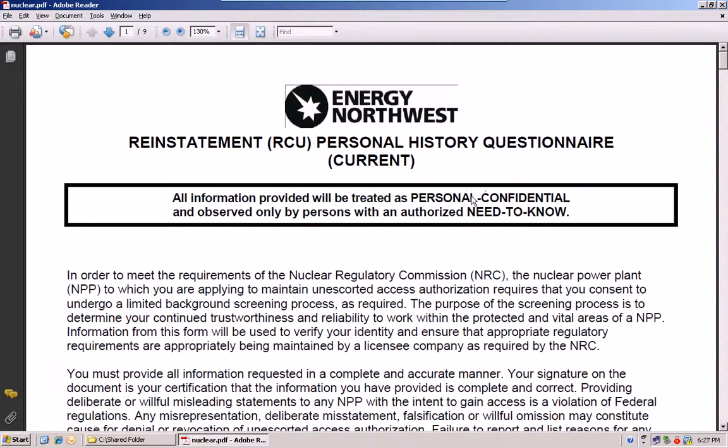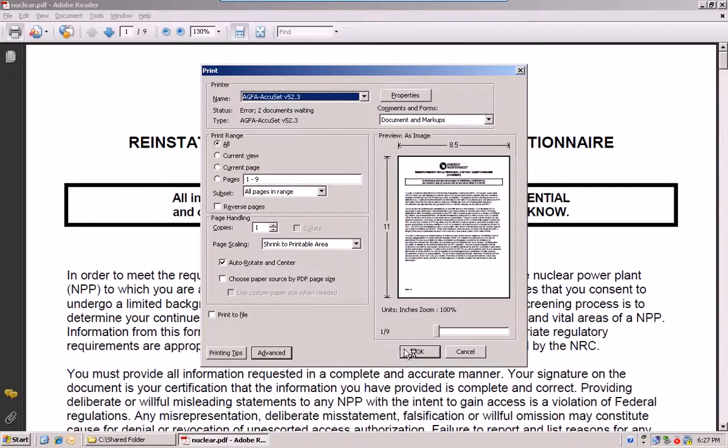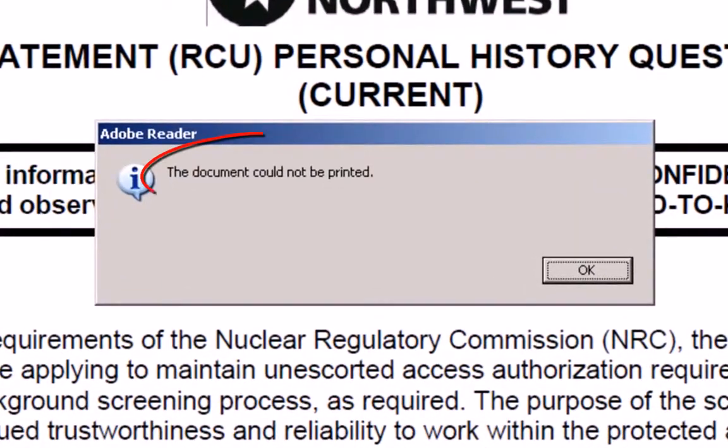This is the nuclear data document, and as you can see, since he has only view rights, he can only view the document. Let's try to print the document, say OK, and as you can see, it gives him an error message saying you cannot print the document.